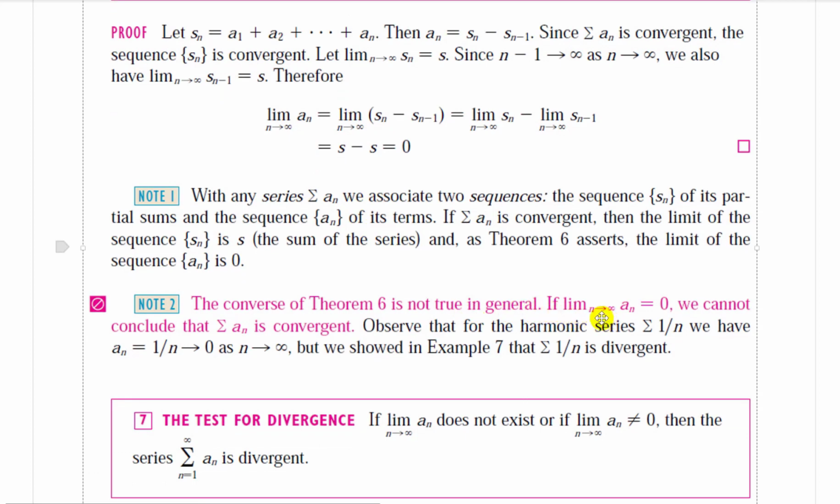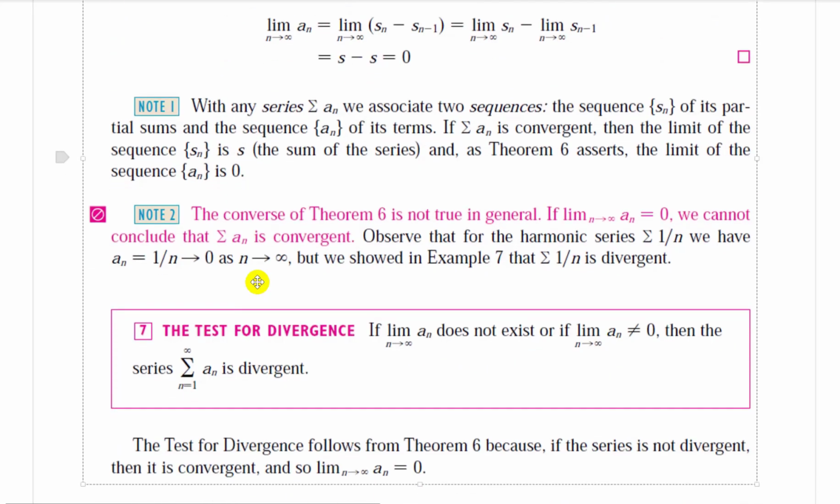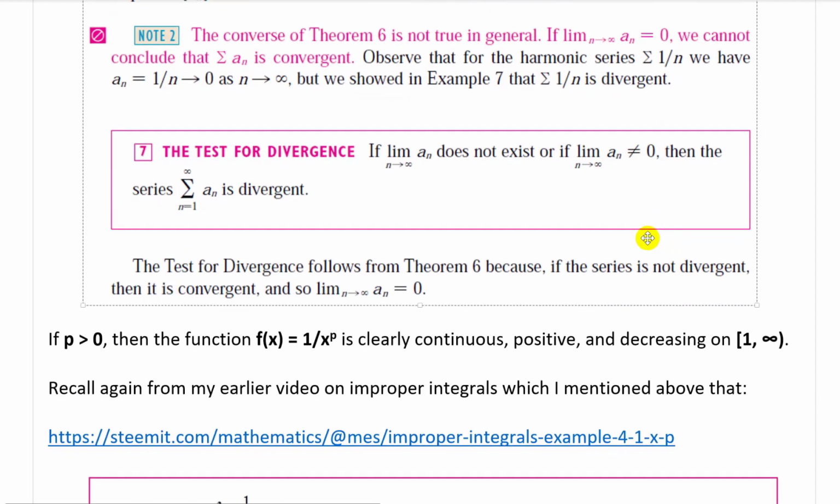If the limit as n approaches infinity of an is 0, we can't conclude that the whole series is convergent, because the harmonic series, as I showed before, diverges even though the terms are going to 0. And likewise, the test for divergence: if the limit of an as n approaches infinity does not exist, or if the limit as n approaches infinity of an is not equal to 0, then the series an, n equals 1 to infinity, is divergent.